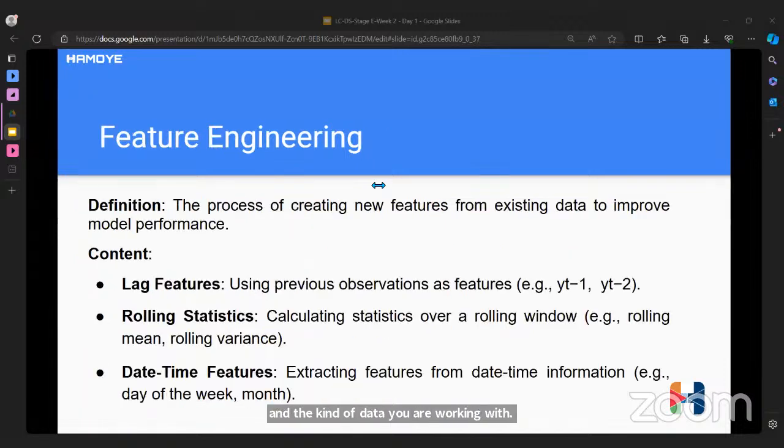We have the feature engineering, which we all know involves creating new features from existing data to improve the model performance: rolling statistics, dates and time. You can extract the year, month, and day from your dates column and probably make use of it.